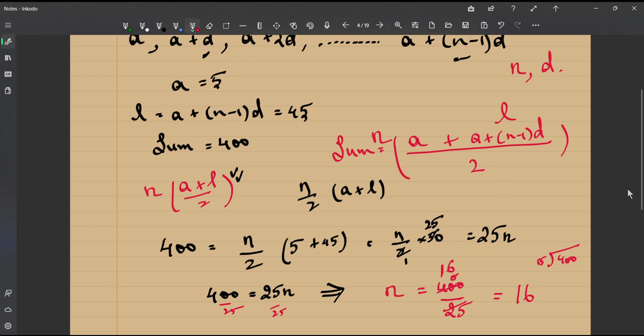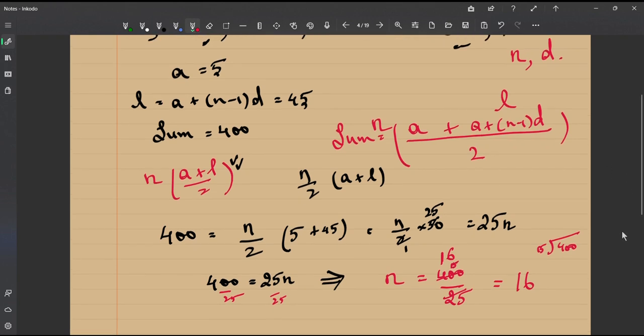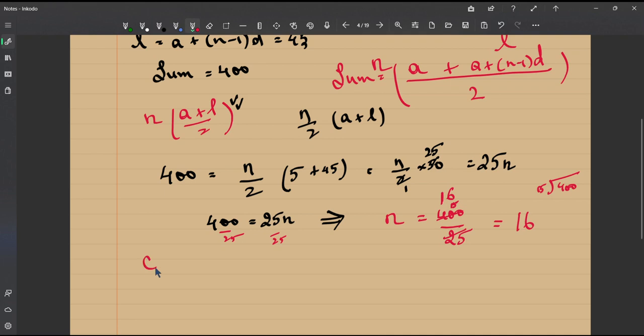So now the only other answer which we have to find is the common difference, which is D. We have to find the common difference D, because we have found that n, the number of terms, is equal to 16. Now in this AP we know the last term.